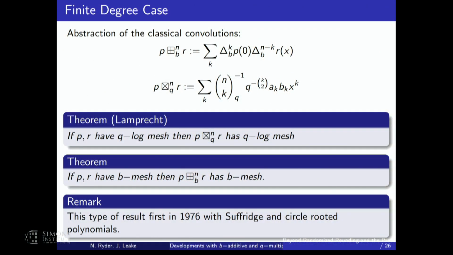Oh yeah, it should be mentioned that Lamprecht's proof and Lamprecht's results are all inspired by papers from the 70s of Suffridge, where he looked at similar results for circle-rooted polynomials. But he ran across this from a completely different field in a completely different way, studying star-like domains and the such. So it's a pretty interesting crossover.